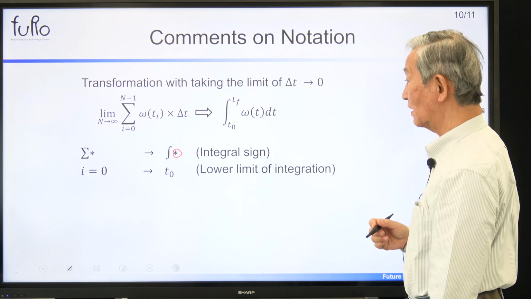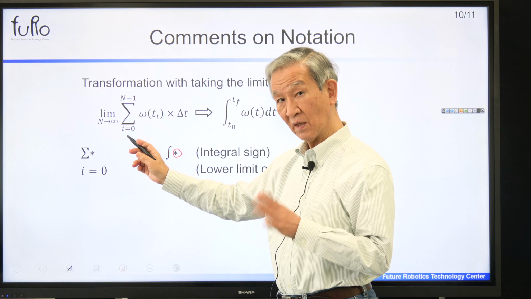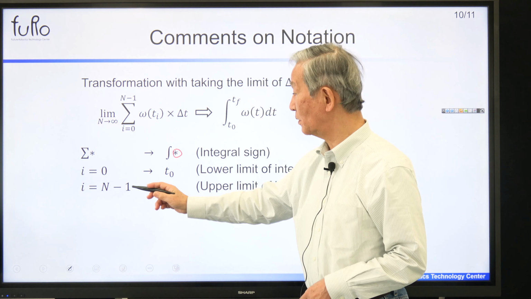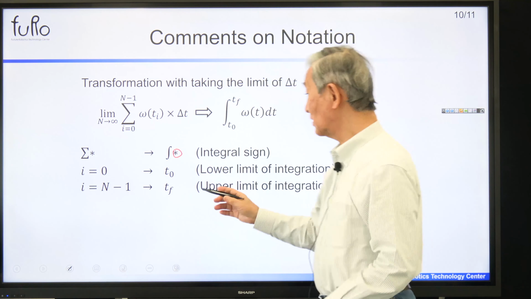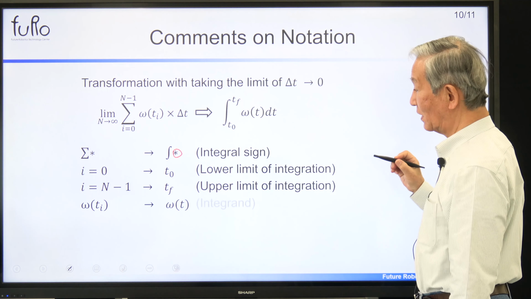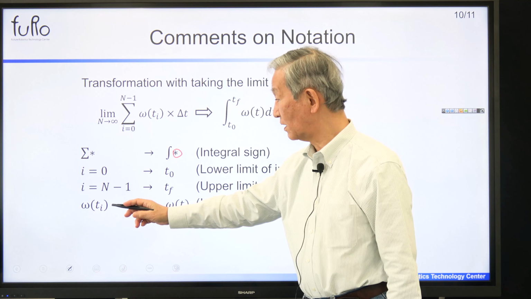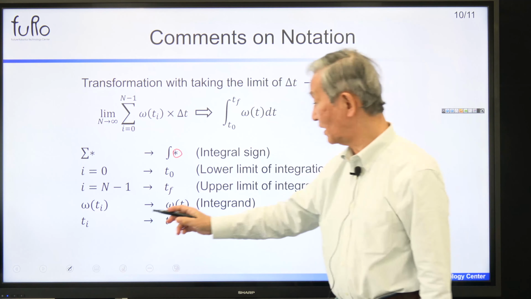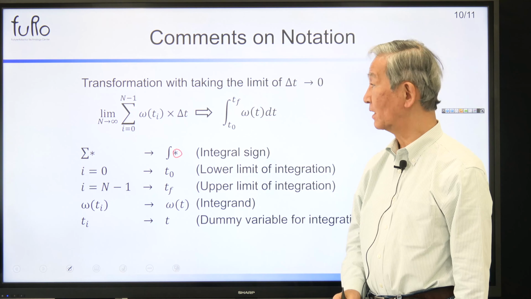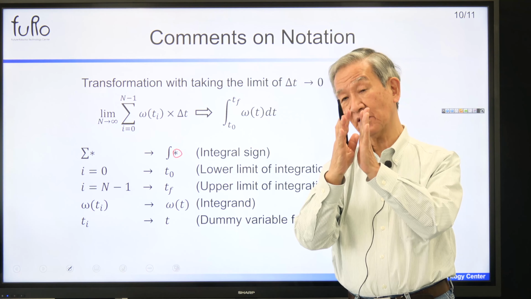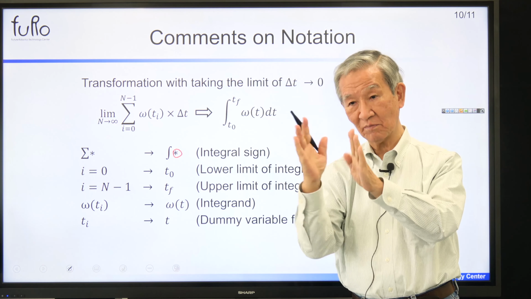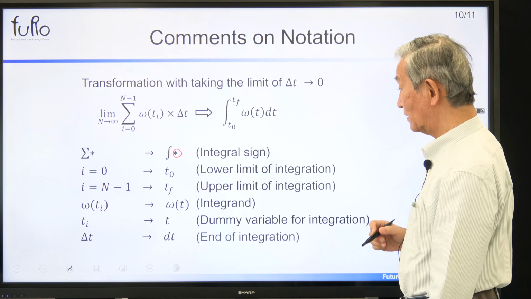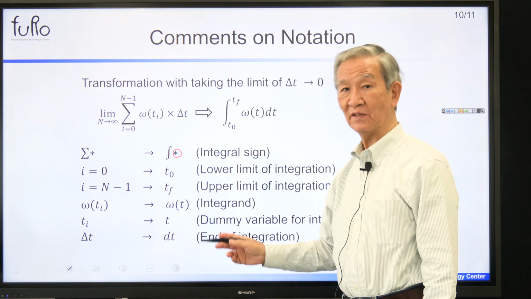Okay, so next, i equal to 0, the lower limit, becomes t0 here. And on the other side, n minus 1, which is the upper limit, is changed to tf, the final time. And omega of ti is changed to omega of t, namely ti is changed to t. Because as n gets larger and larger, and i becomes so many of them, it just becomes t. All right. And delta t we write as dt instead of delta t.